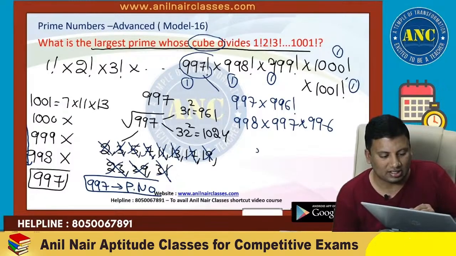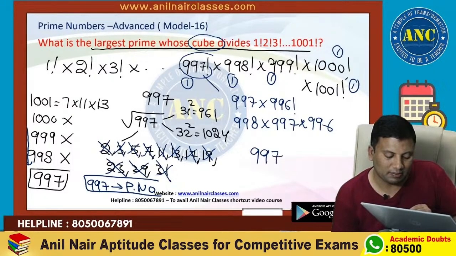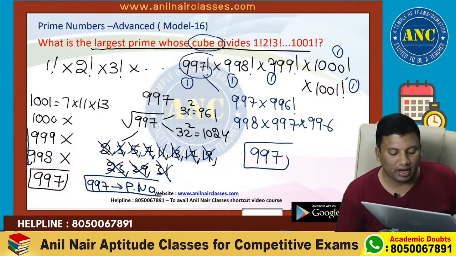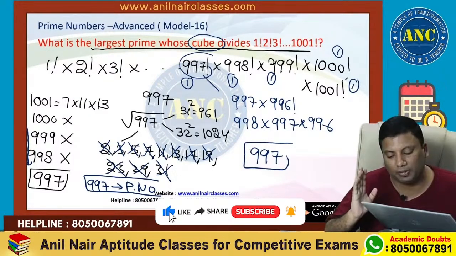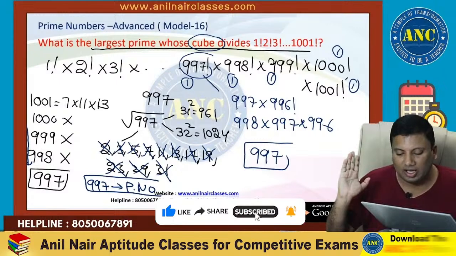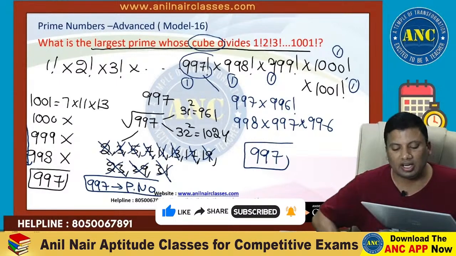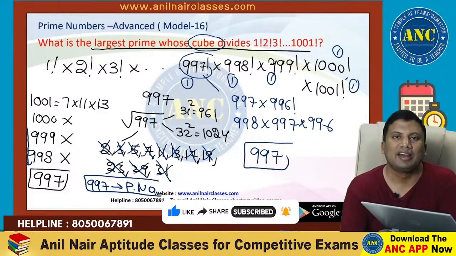Yes. So the answer is, what is the largest number that divides this number? Prime number 997. Good question. Because it is the largest prime number, start from the highest. 1001, 1000, 999, 998 all are out. 997.